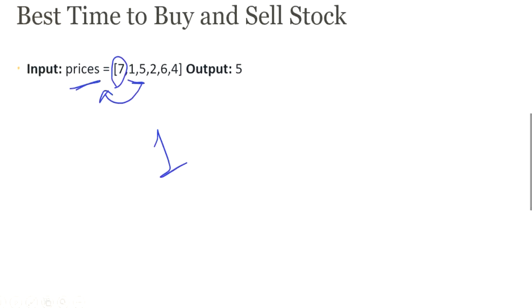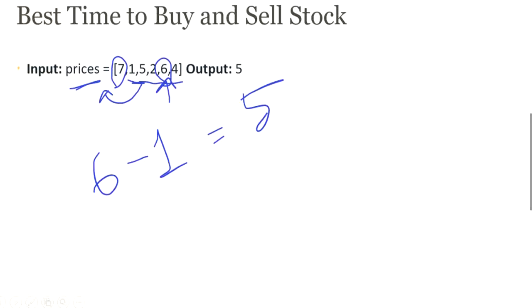So in this case, if you see, out of 5, 2, 6 and 4, 6 is the maximum price of the stock. So we will get the maximum profit when we sell on this day. So we are selling this stock for 6 rupees, or for the price 6. So the overall profit we get is selling price minus buying price, which is 5. So how are we going to approach this?